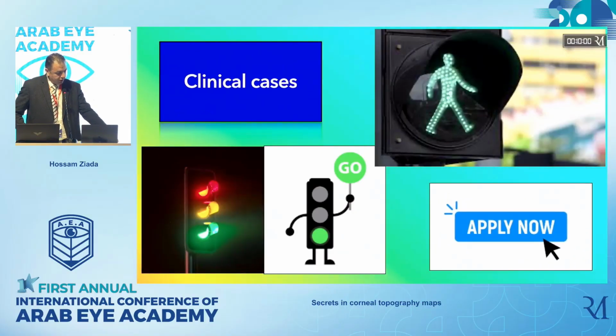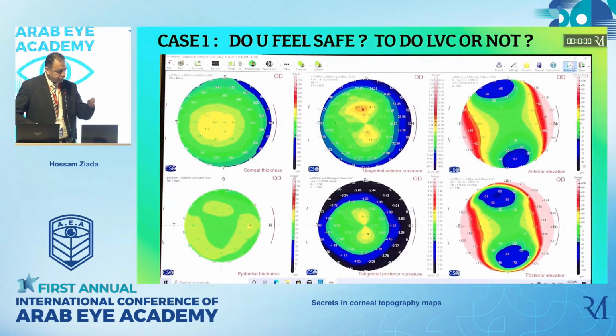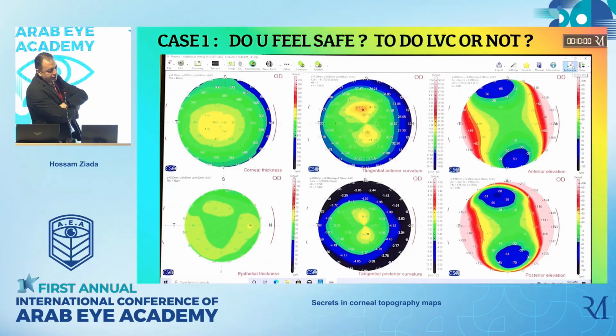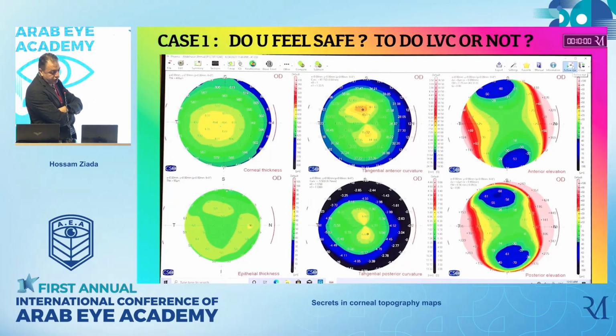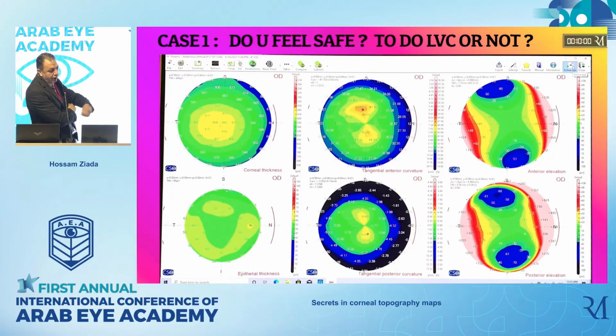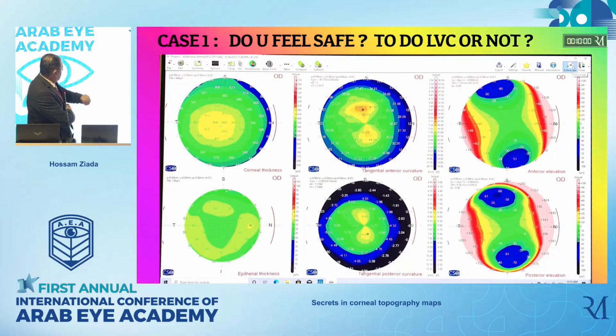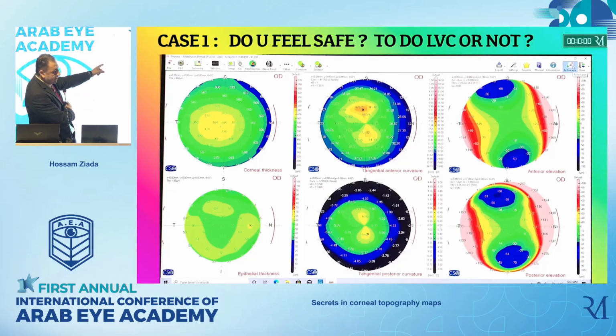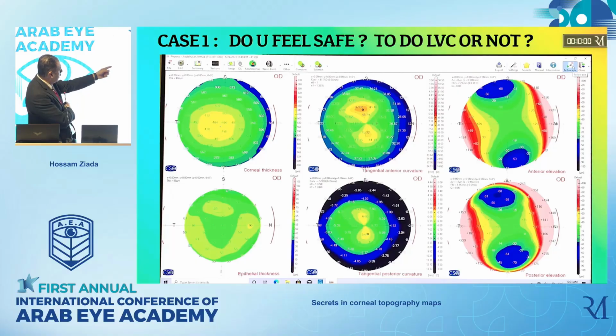So let's go for some clinical cases. Do you feel safe to do laser vision correction or not in such a patient? Look here at this. This is the 6 composite map of the MS39. Here there's a thin cornea, thin pachymetry, but still normal. There is no disfigurement.